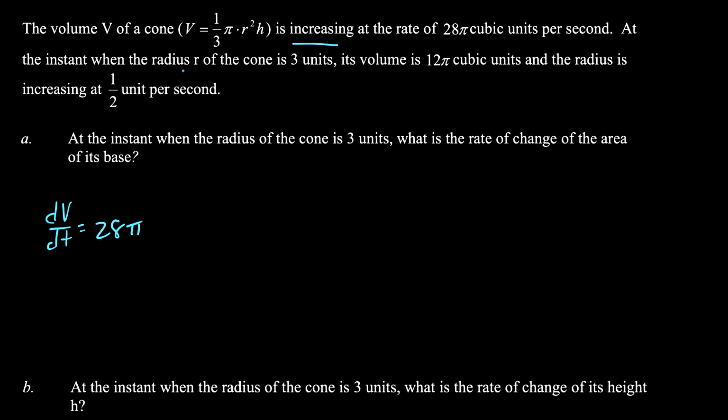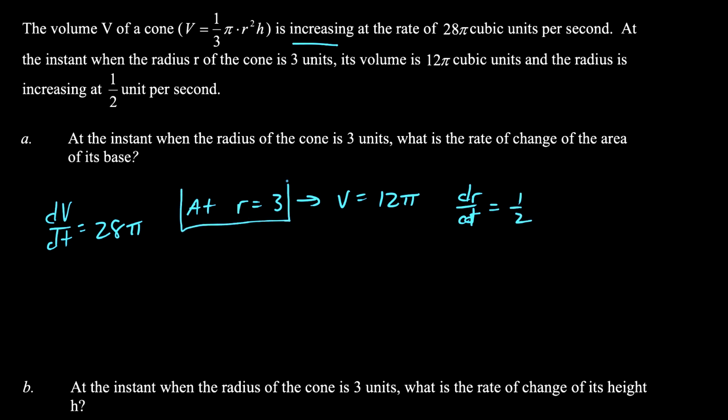At the instant when the radius of the cone is 3, so this is at r equals 3, we know that the volume is 12 pi cubic units, and the radius is increasing at a rate of 1/2 unit per second. So that's dr/dt is equal to 1/2. So notice this is very important. This is at a particular instant. We're not told how radius and height are connected. We're not told anything else about this. So we can't assume that it's a fixed cone.